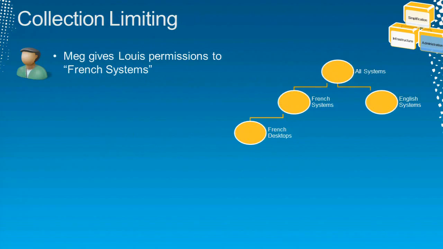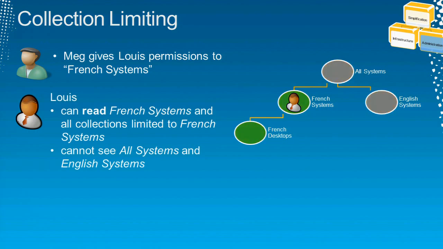Now, collection limiting, then I'll go to my demo. Collection limiting is how you limit the scope, or what we call the sandbox, the sandbox of what people can work with. So here's our collection infrastructure. Meg wants to give Louis permissions to the French systems. So she adds Louis as an administrative user and assigns him to the French systems collection. Louis can read French systems and any collection that's limited by French systems. He cannot see the all systems collection because it's the parent, and he can't see the English systems because it's outside his hierarchy. He's limited to French systems and anything inside that tree. He can't get outside that.